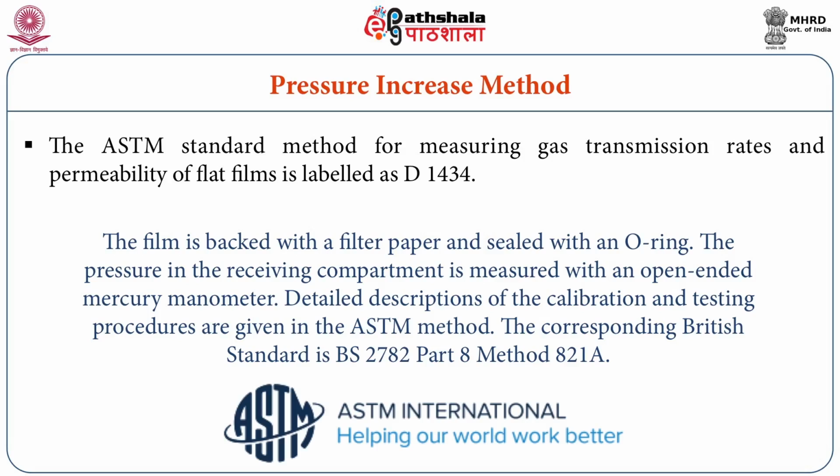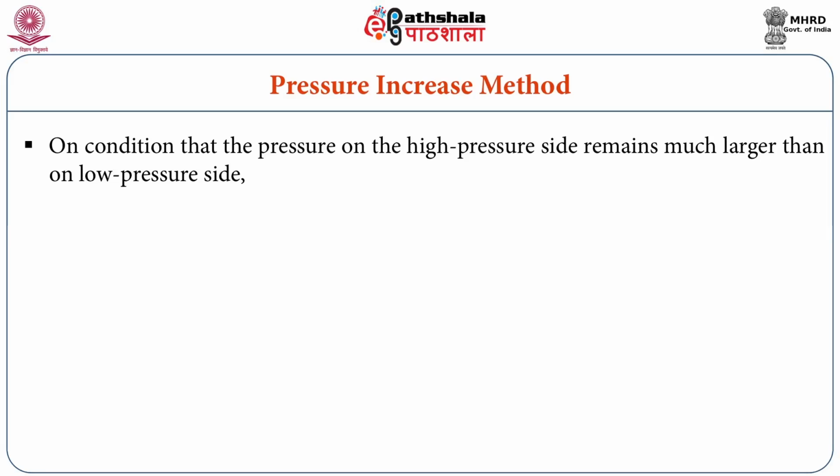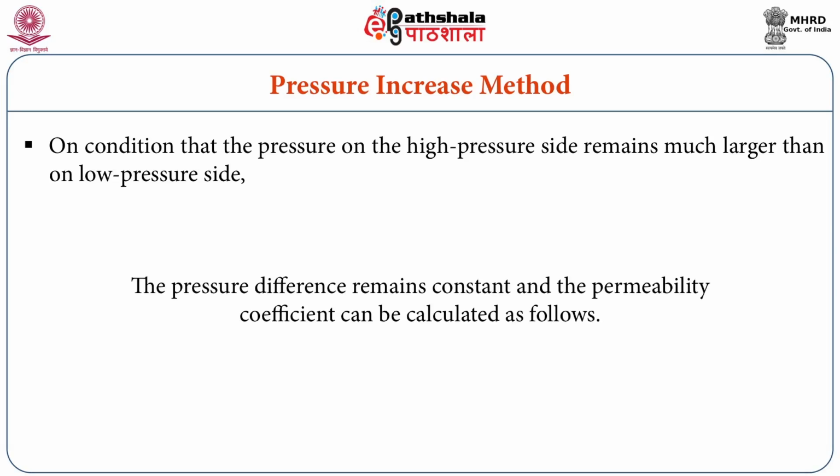Detailed descriptions of the calibration and testing procedures are given in the ASTM method. The corresponding British standard is BS 2782 Part 8, Method 821A. On condition that the pressure on the high pressure side remains much larger than on the low pressure side, the pressure difference remains constant and the permeability coefficient can be calculated as below.